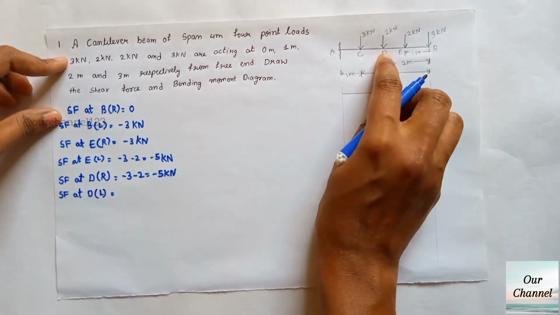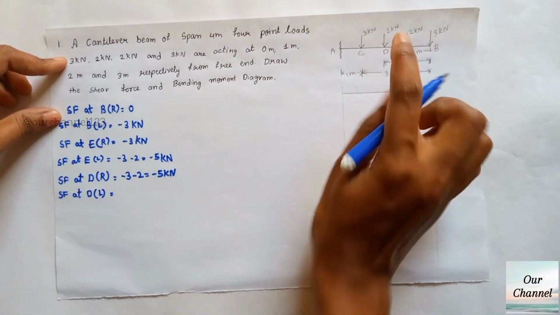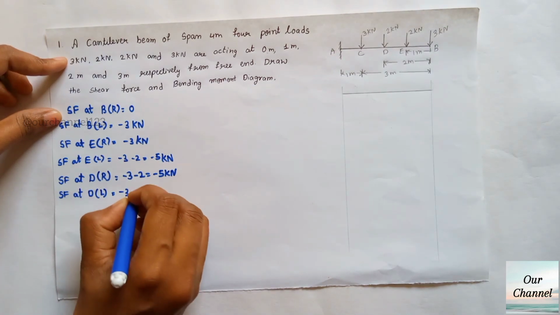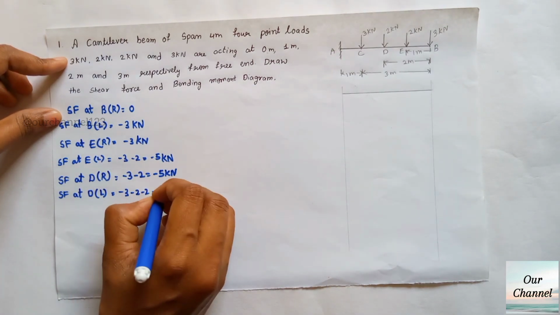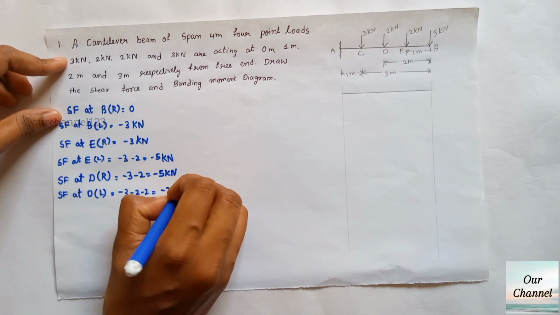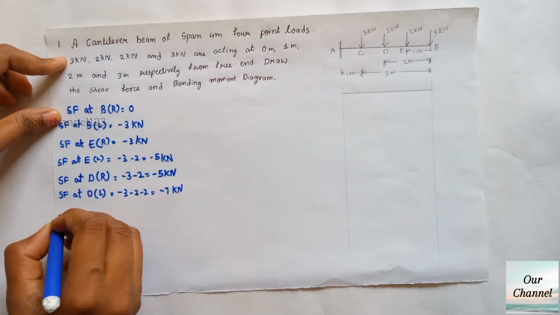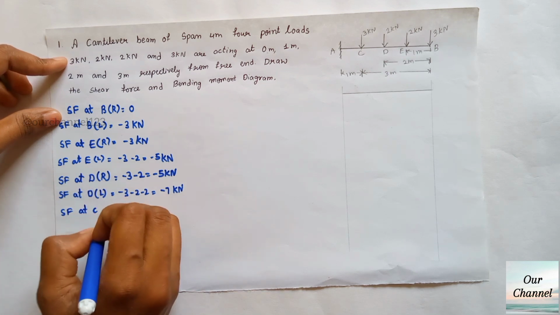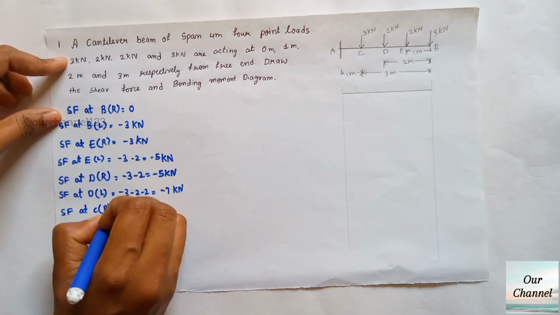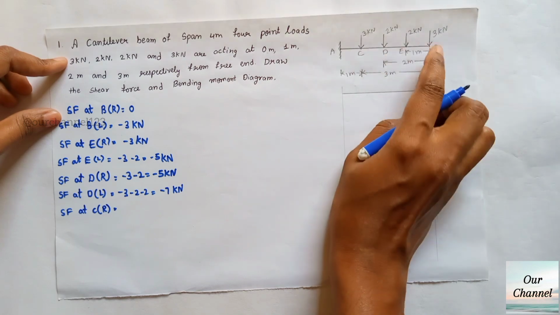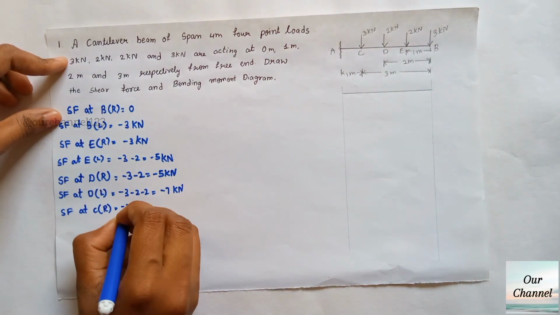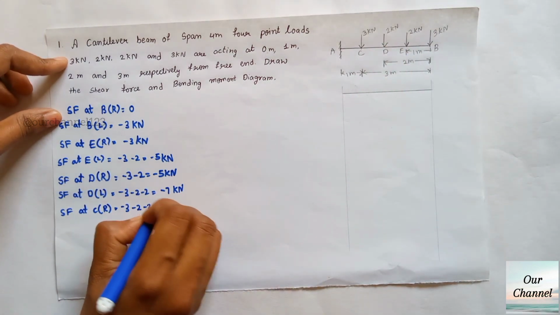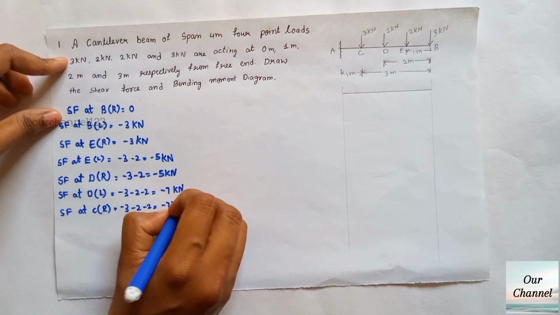When we see from the left side of D, we can see 3 point loads. So minus 3, minus 2 and minus 2, we will get minus 7 kilonewton. From the right side of C, there are 3 point loads, minus 3, minus 2 and minus 2, we will get minus 7 kilonewton.